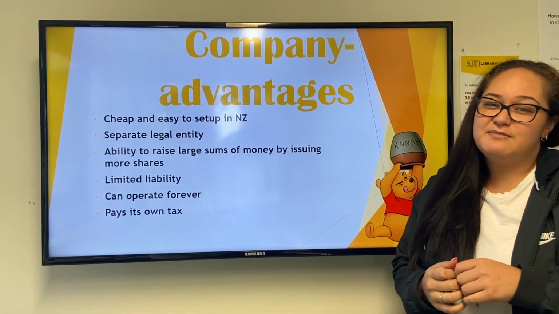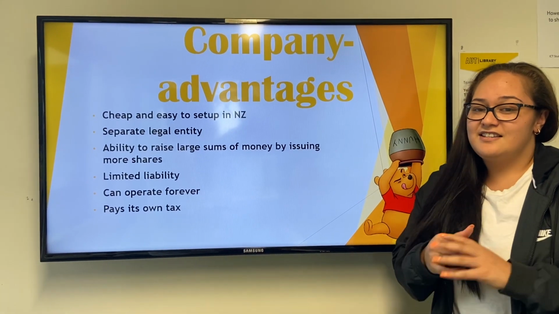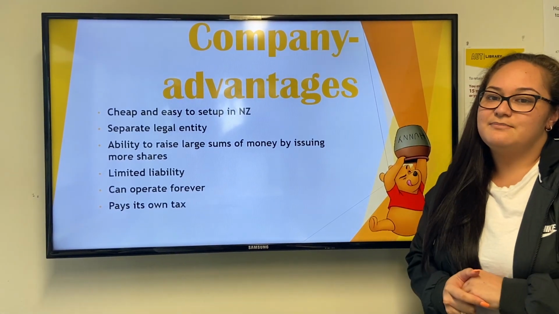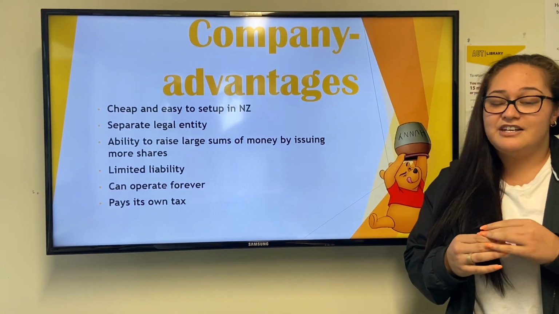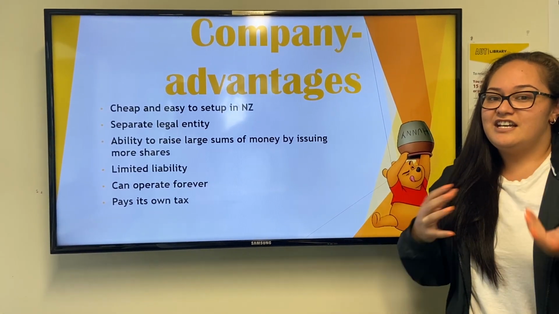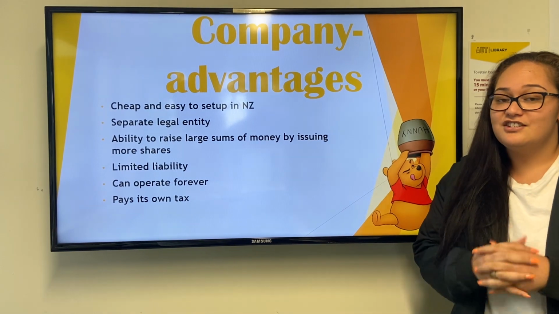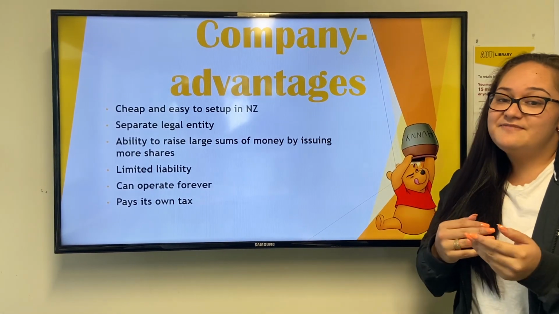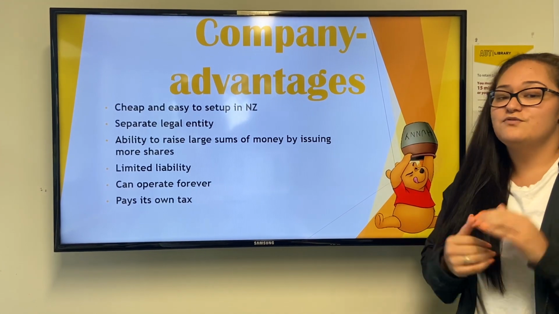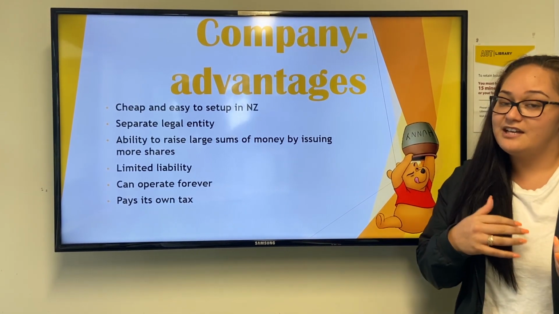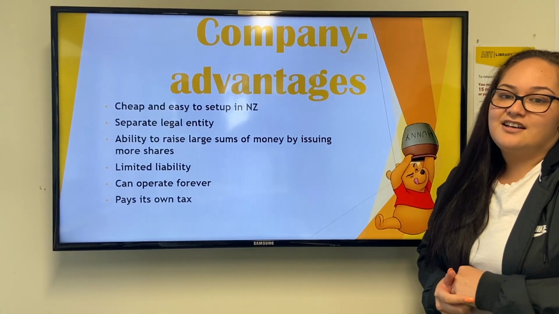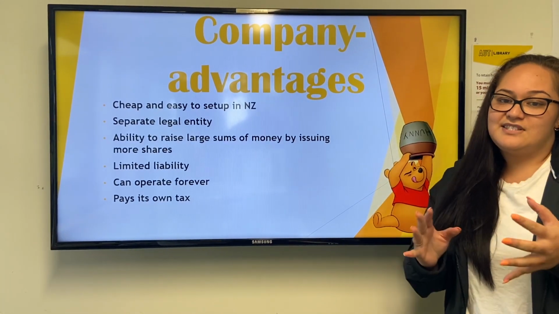Ezra, who spoke before me, mentioned something about shareholders. So that's something that a company has. And having shareholders gives companies the ability to raise large sums of money by issuing more shares. This can change easily as well, with no restrictions in the shareholding area. Another thing is that companies can operate forever, unlike other structures, so there's no risk to the business if an owner passes away or withdraws. And lastly, a company pays its own tax. Owners pay tax on any dividends received.